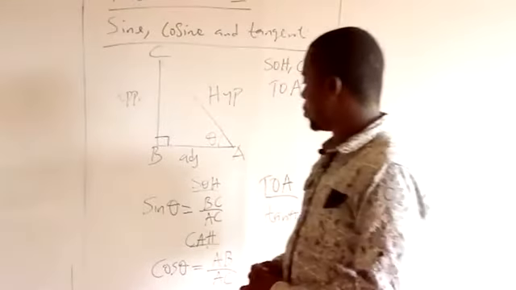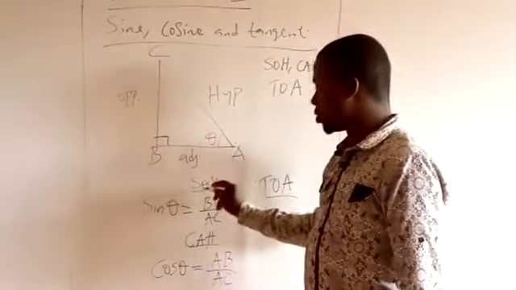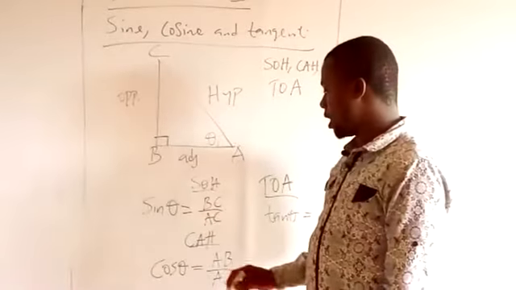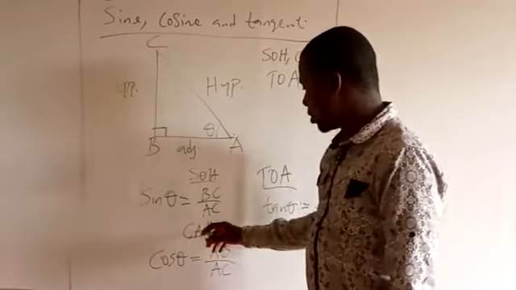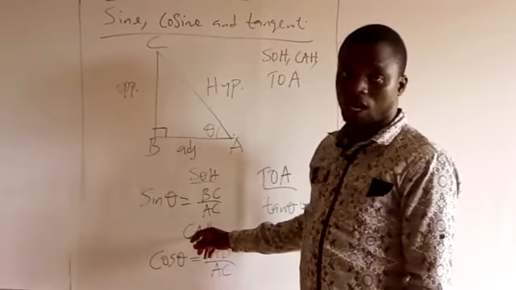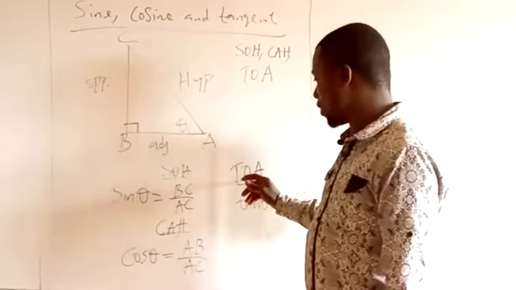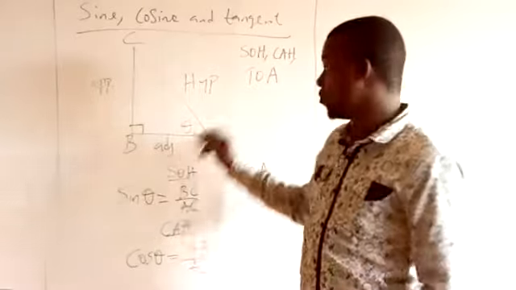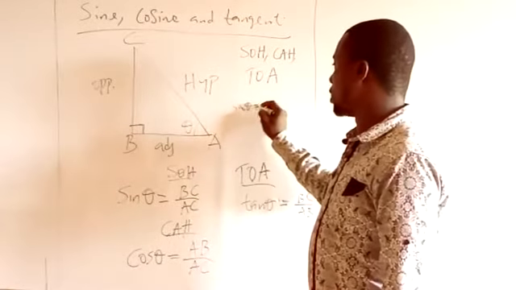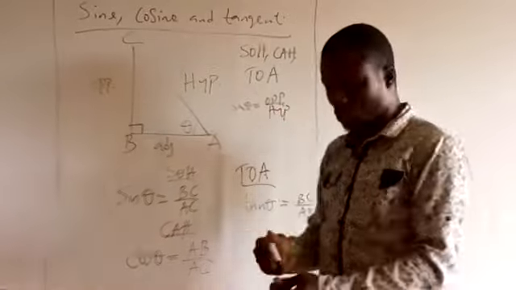So please know very well that sine means opposite over hypotenuse. Cos means adjacent over hypotenuse. Tan means opposite over adjacent. If you like, you can write out the spelling in full, such as sine equals opposite over hypotenuse, and so on and so forth.